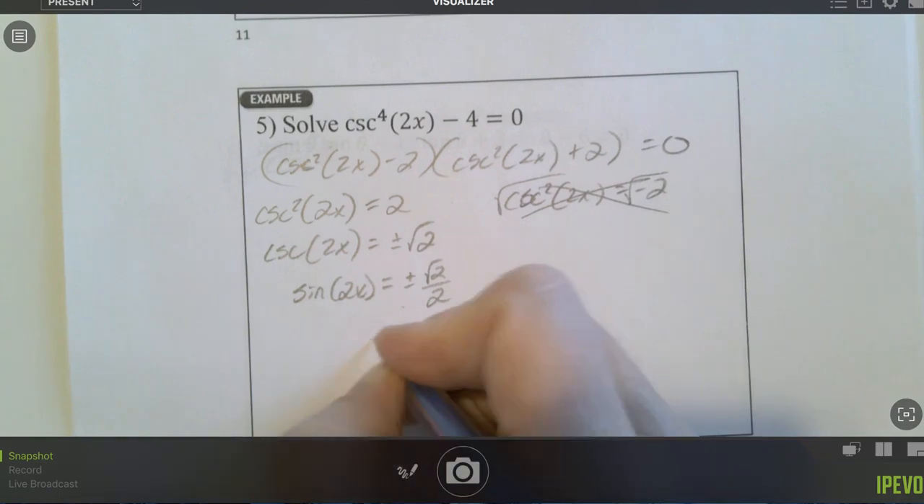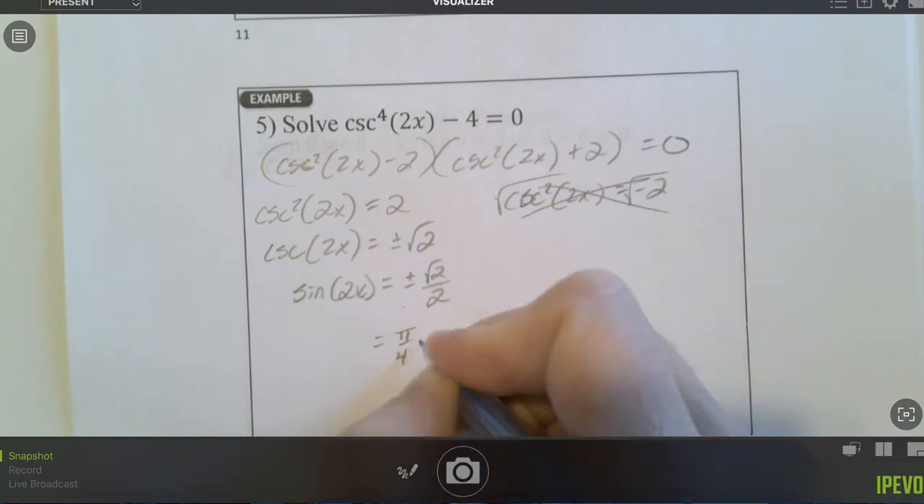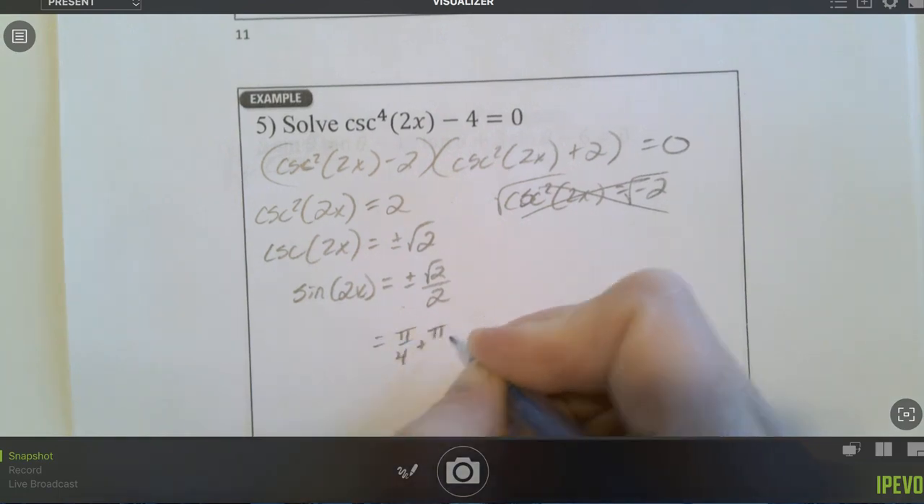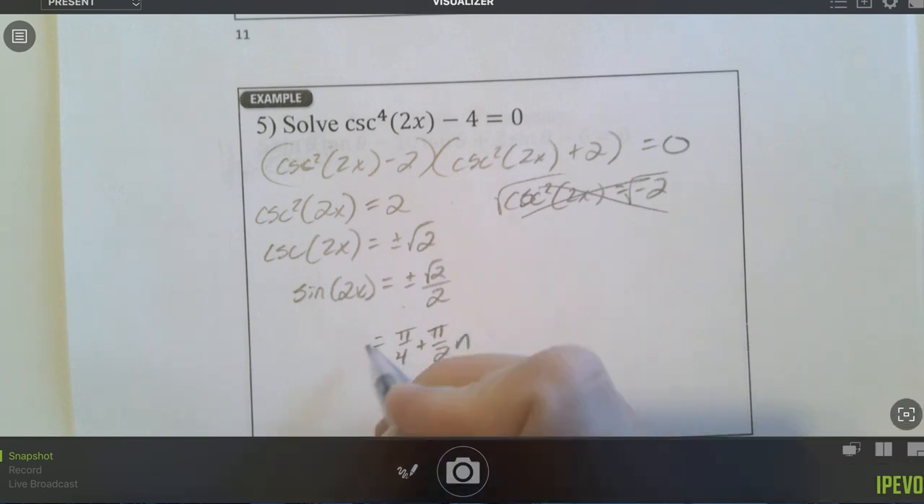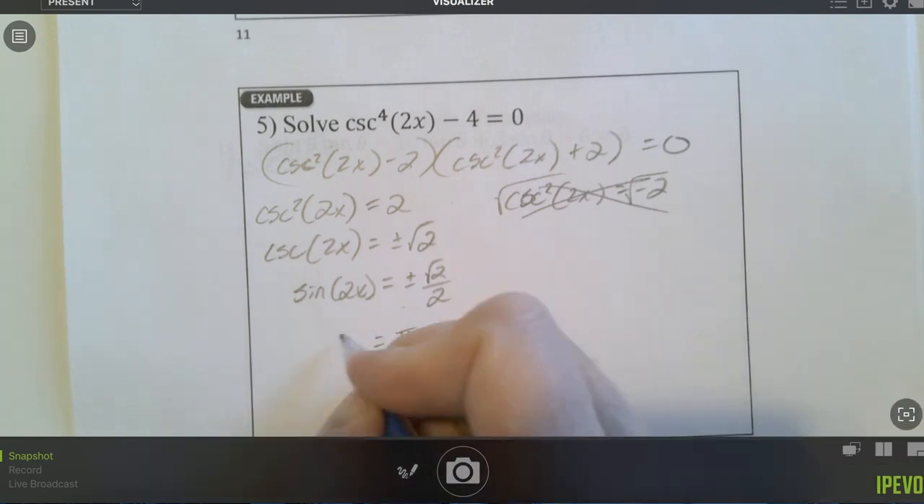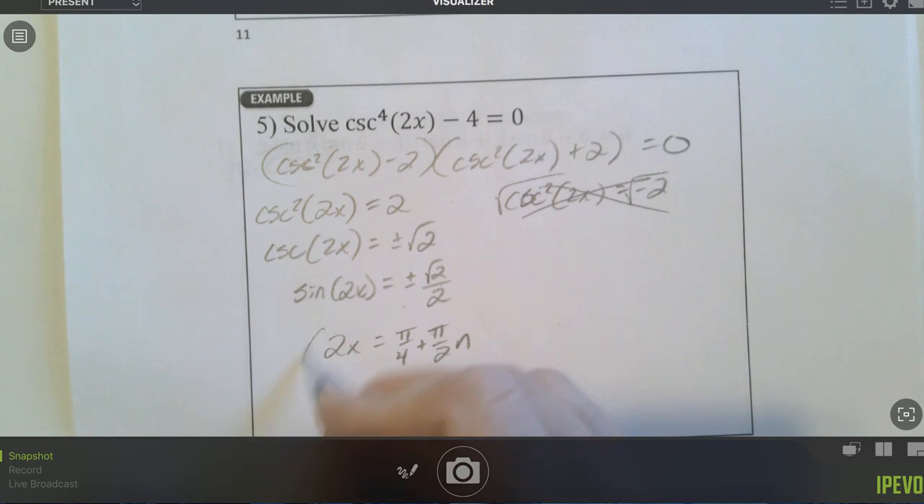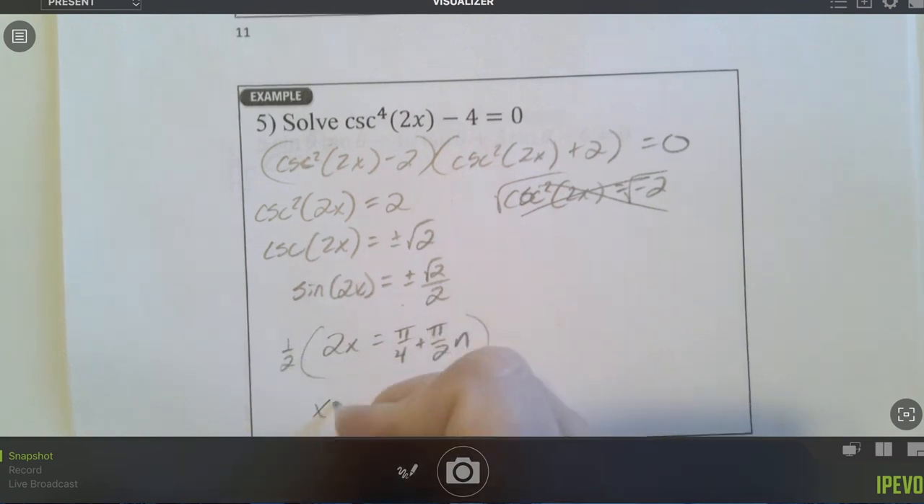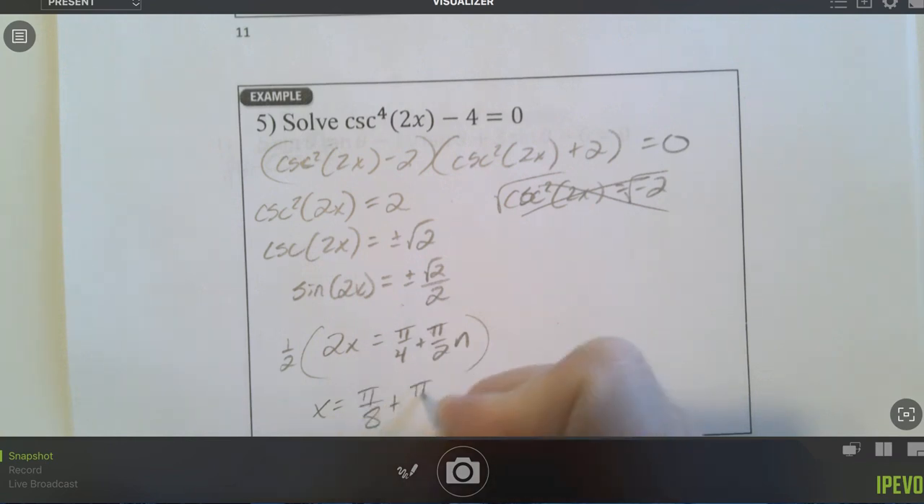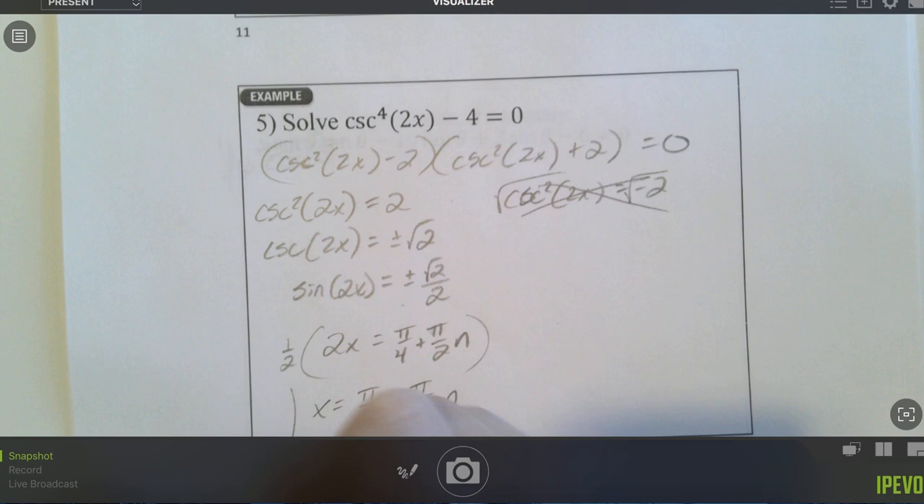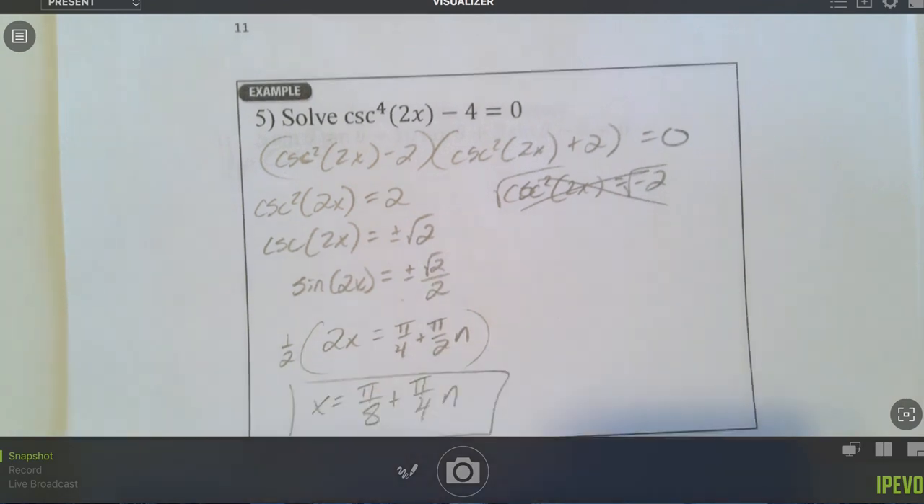So the most efficient way to write that would be to say pi over 4 plus pi over 2n. And remember, that's not equal to x, it's equal to 2x. And then we're going to multiply everything through by a half to get rid of that 2. So I'll have actually x equals pi over 8 plus pi over 4n. Again, I didn't square both sides, so I do not need to check my solution.